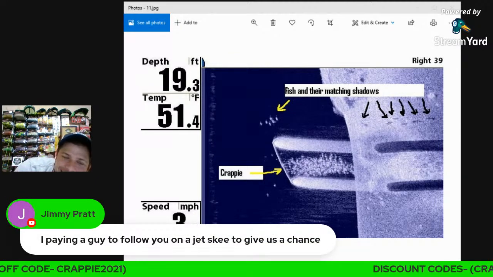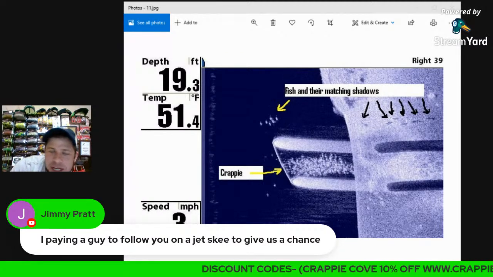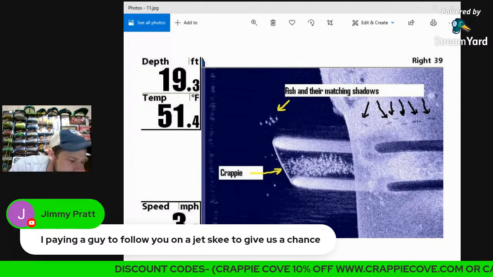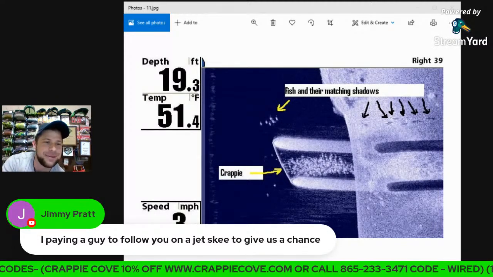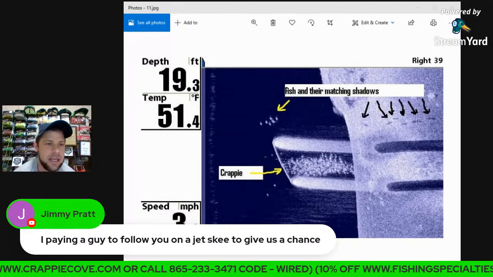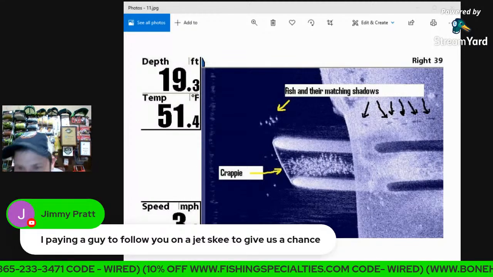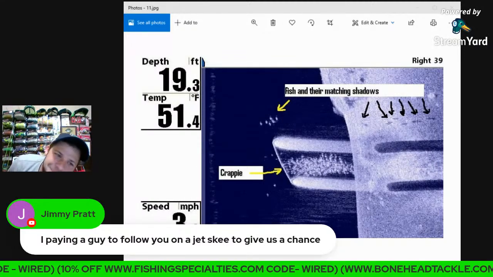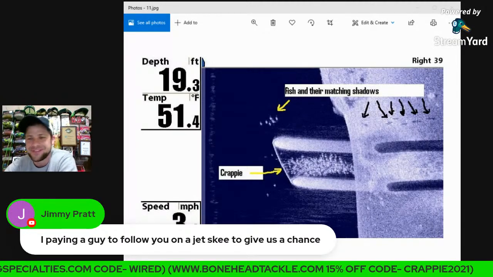Jimmy says, I'm paying a guy to follow you on a jet ski to give us a chance. That's funny, because we may not be in the same boat we're normally in, Jimmy. We've kind of caught on to that. We've just decided we're going to start incognito and in different boats. Good luck, buddy. We're going to hide. We'll wear ski masks.